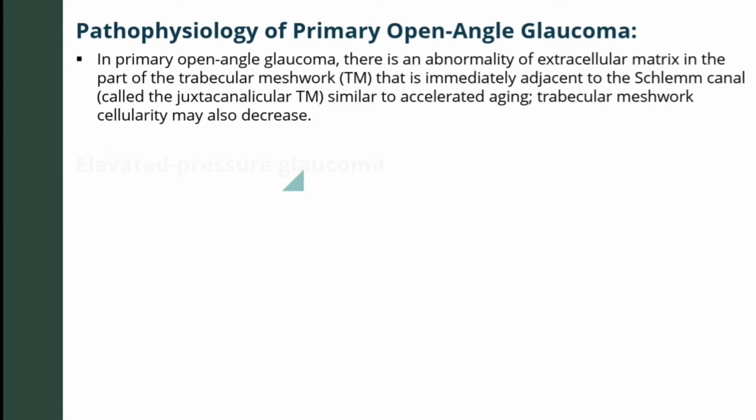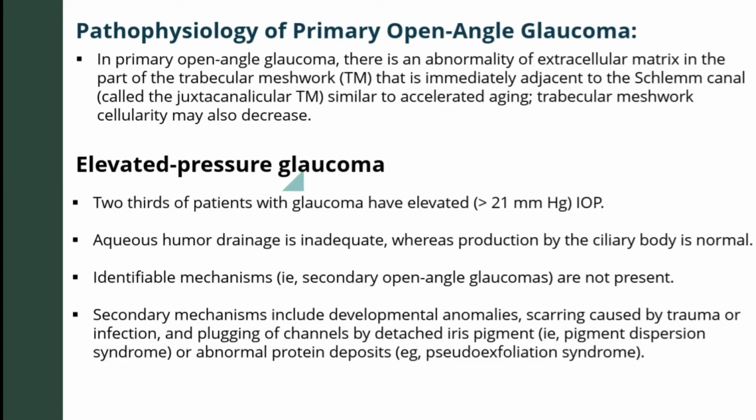As I told you in the previous video, in glaucoma, the intraocular pressure can be elevated, thus elevated pressure glaucoma, or can be normal, thus normal pressure glaucoma. Let's start with the elevated pressure glaucoma. Two thirds of patients with glaucoma have elevated intraocular pressure of more than 21 millimeters of mercury. In this case, the aqueous humor drainage is inadequate, whereas the production by the ciliary body is normal. Identifiable mechanisms, thus secondary open-angle glaucomas, are not present. I told you we don't know the exact cause.